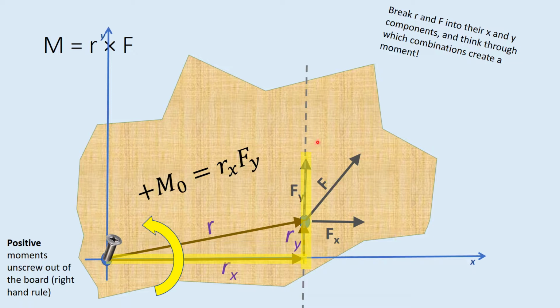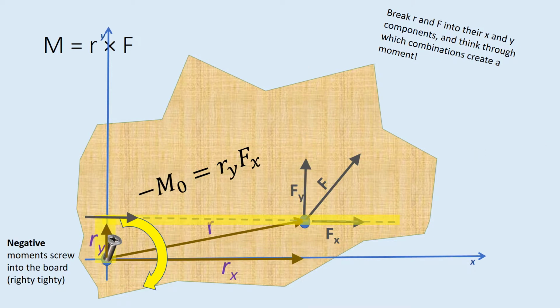Okay, let's go to the next combination here. If we look at the Y component of the position vector and combine that all the way over here with the X component of the force, we're looking at the line of action of the force. It doesn't matter whether that X component is all the way over here or back here, it's the line of action of that force that we're trying to connect with.